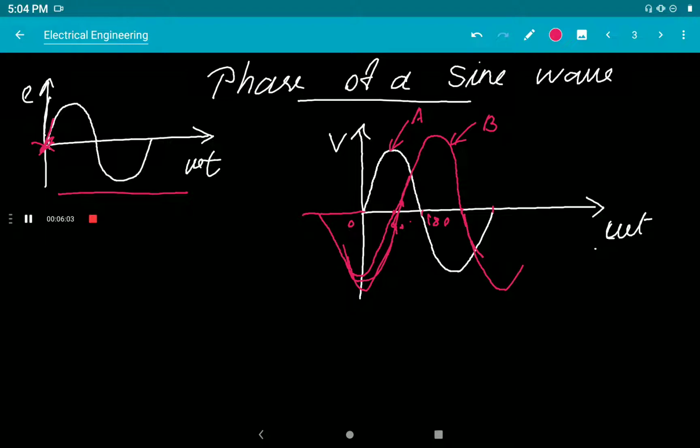So when we compare a particular wave with respect to a reference wave, the phase difference between these two will represent the phase angle or phase difference. That is the phase of a sine wave. The phase of a sine wave is an angular measurement that specifies the position of the sine wave relative to the reference.